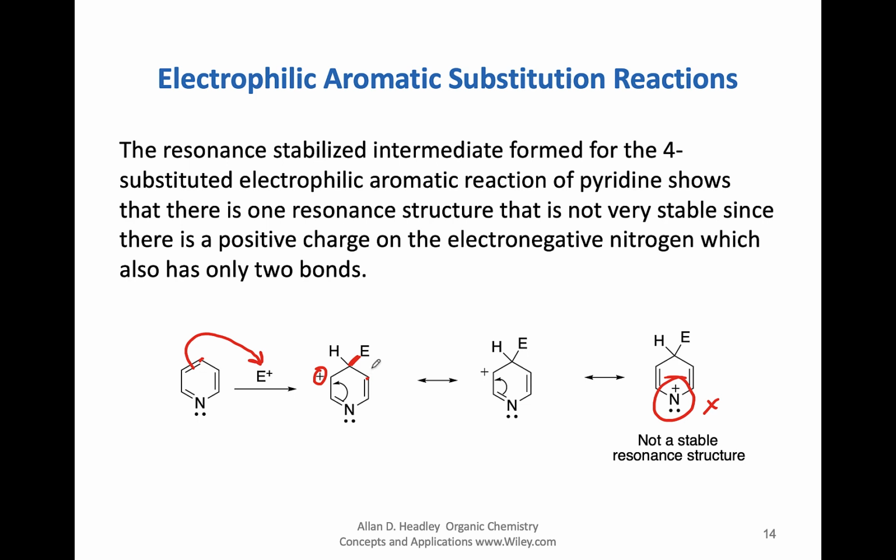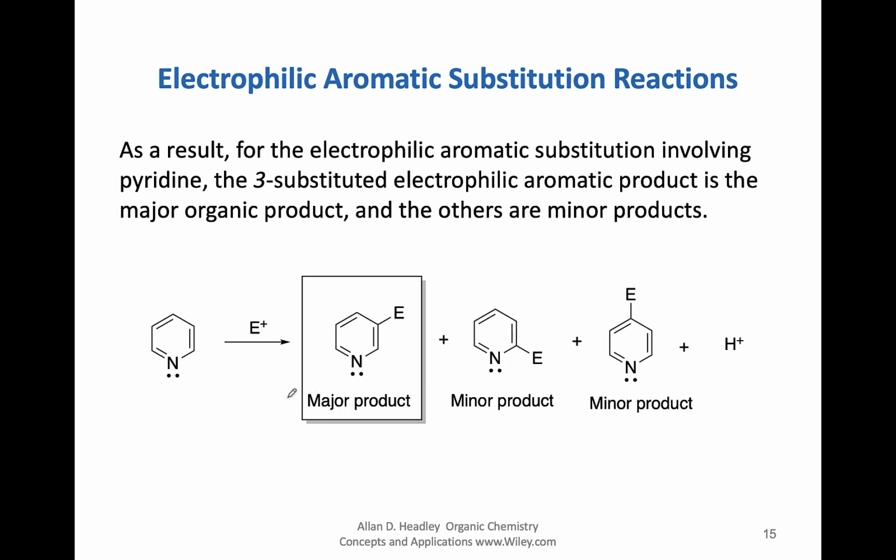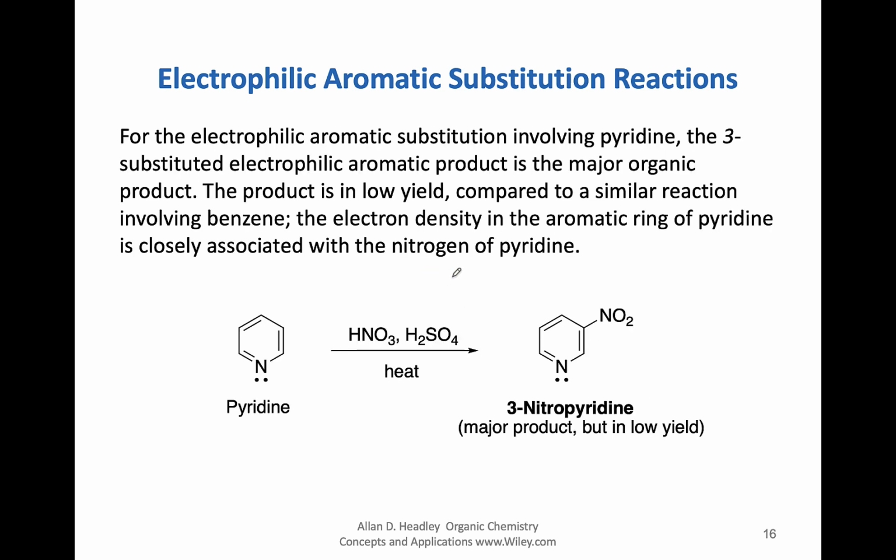So the conclusion is that if you have pyridine and it reacts with an electrophile, you get all 3 products, but one is the major product, and this is it, on carbon number 3. Why? Because if it's placed on carbon number 3, the intermediate that leads to that product is more stable than the intermediate that leads to these other 2 minor products. So this is the major product. Let's look at a specific example here.